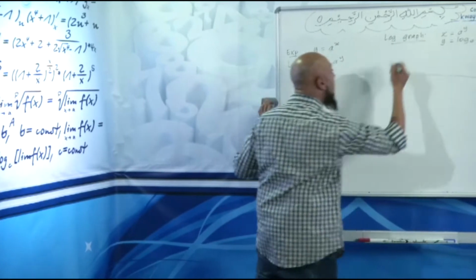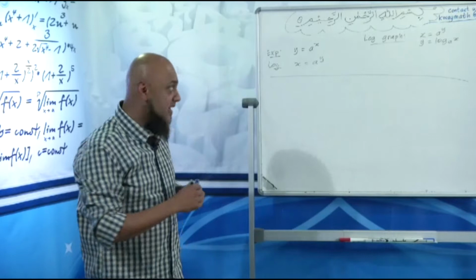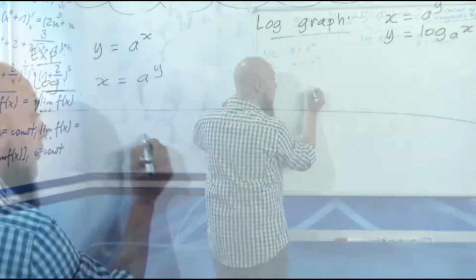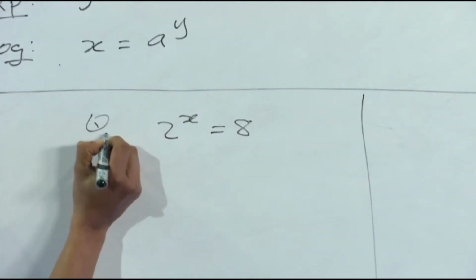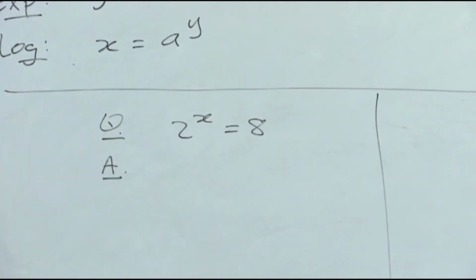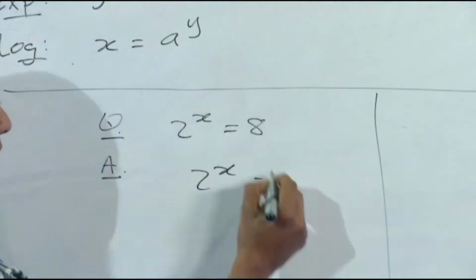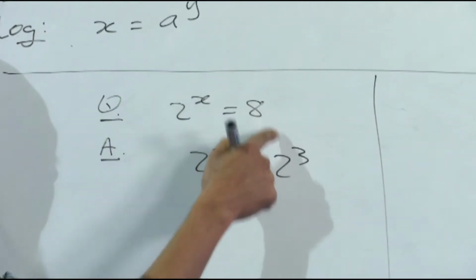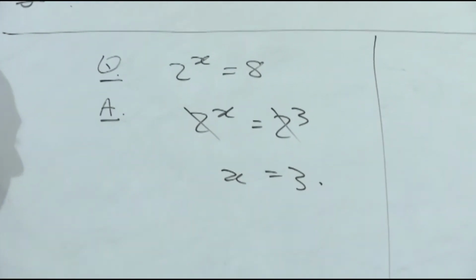Before we go into log graphs, let's explain what logs are and why we use them. You know that when we had 2 to the power x equal to 8 from our exponential equations, to solve for x we had to make the bases the same. So we said 2 to the power x was equal to 2 to the power 3, because 8 is 2 to the power 3. We made the bases the same, and x was equal to 3.